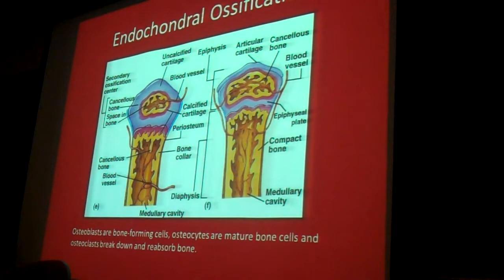Endochondral ossification is the term for long bone development like this, as opposed to intramembranous ossification, where we're talking about flat bones like the cranial bones. Okay, and I've got slides with those names on there too. So, endochondral ossification.